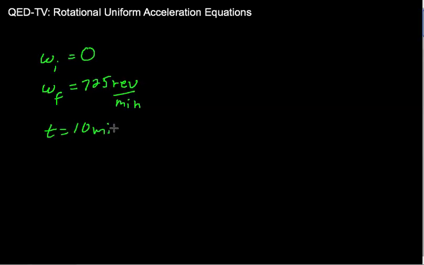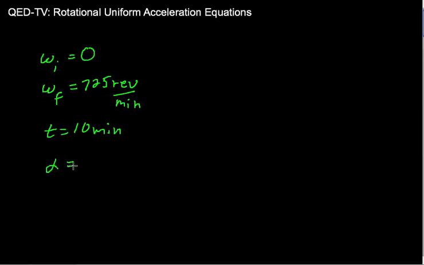So that means its initial angular velocity is 0. It's not rotating, and then its final angular velocity is 725 revolutions per minute. And let's say it takes a time of 10 minutes to get from 0 to 725 revolutions per minute. And the first thing I want to do in this problem is figure out what my angular acceleration is.